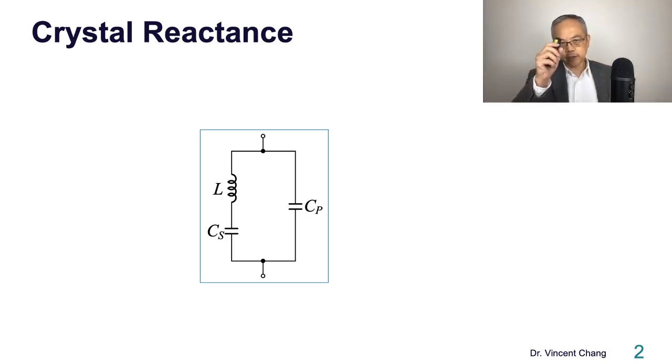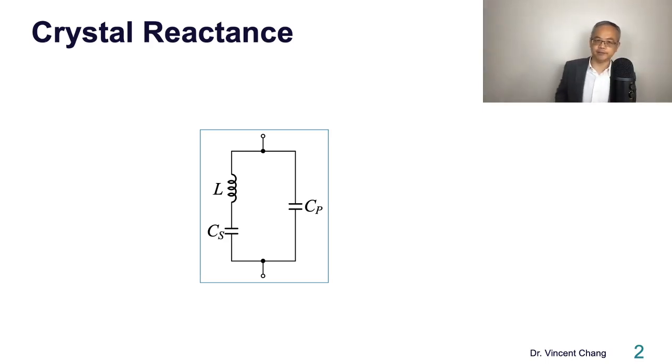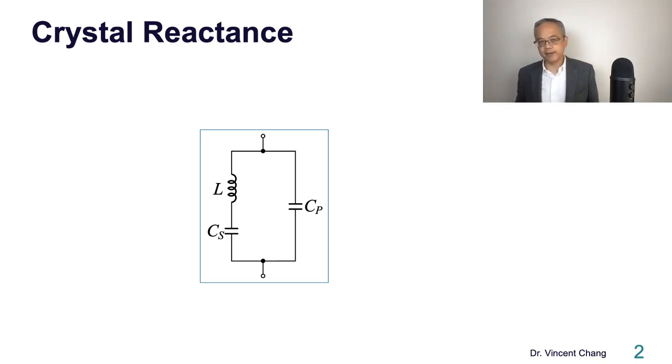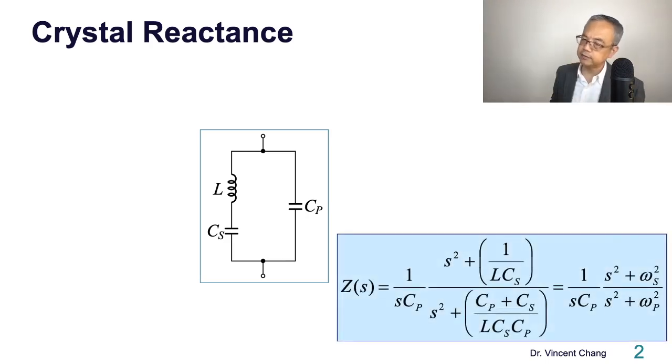So let's try to get the so-called crystal reactance first. But before we get the reactance, we need to review what we have learned from the previous lecture. So the first one, equivalent circuit. This represents the approximate equivalent circuit of a crystal. And then you solve this equivalent circuit, you can get the crystal impedance.